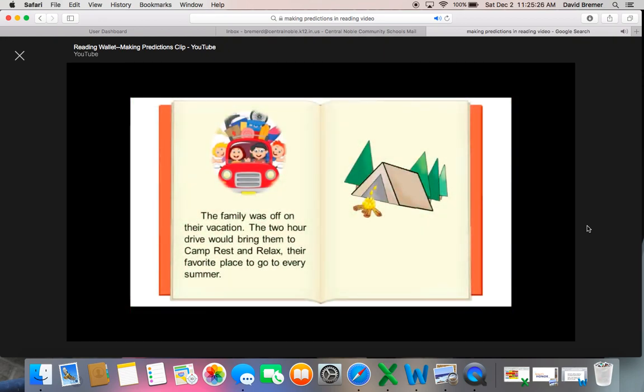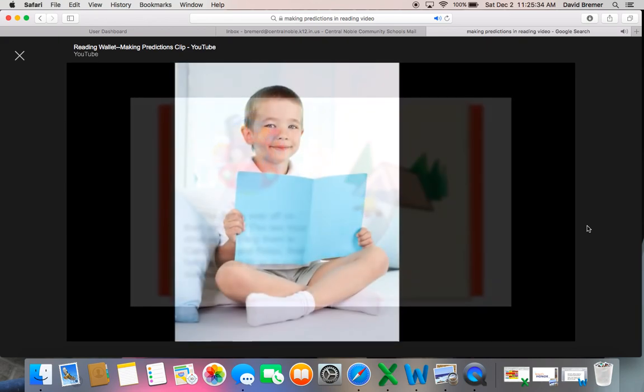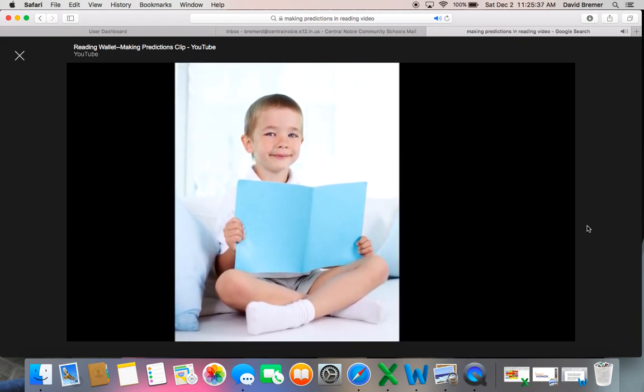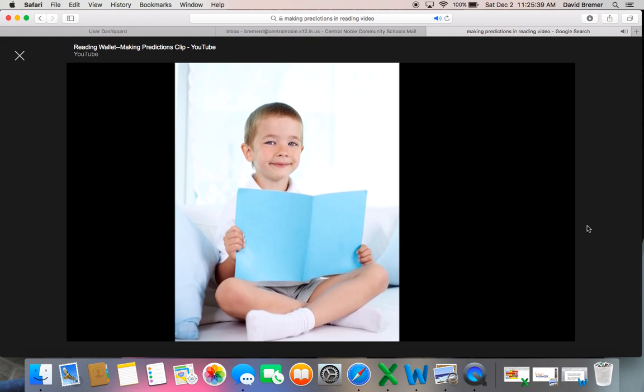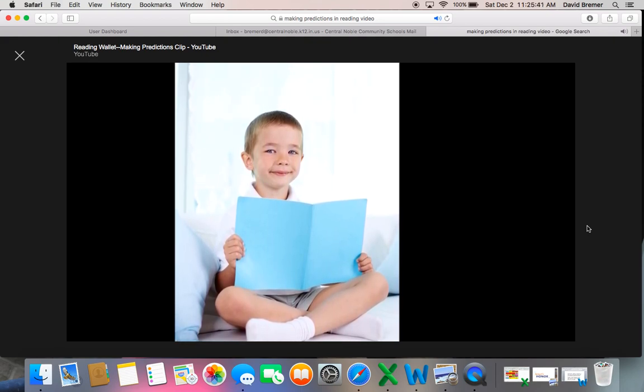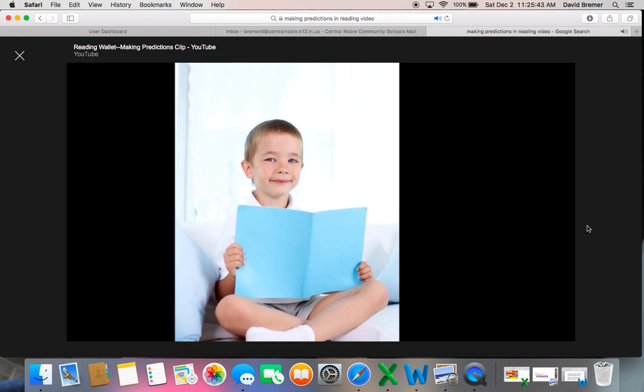The family was off on their vacation. The 2-hour drive would bring them to Camp Rest and Relax, their favorite place to go every summer. Sometimes our predictions are right and sometimes they're not. Remember, it's okay if you're not right as long as your prediction makes sense.